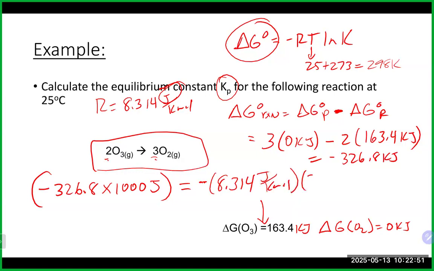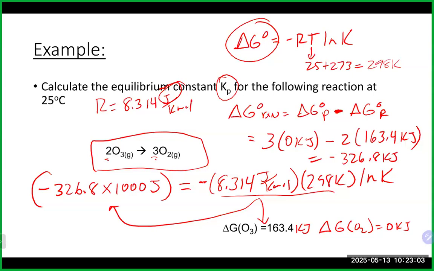And our 298 Kelvin and our natural log of K. So I'm going to basically take all this and divide it over to the other side. And if I do that, I will end up with a number perhaps here. I'll end up with about the natural log of K is equal to 131.9. Again, to get rid of the natural log, we're going to e both sides. So we're going to take the e of both sides there.